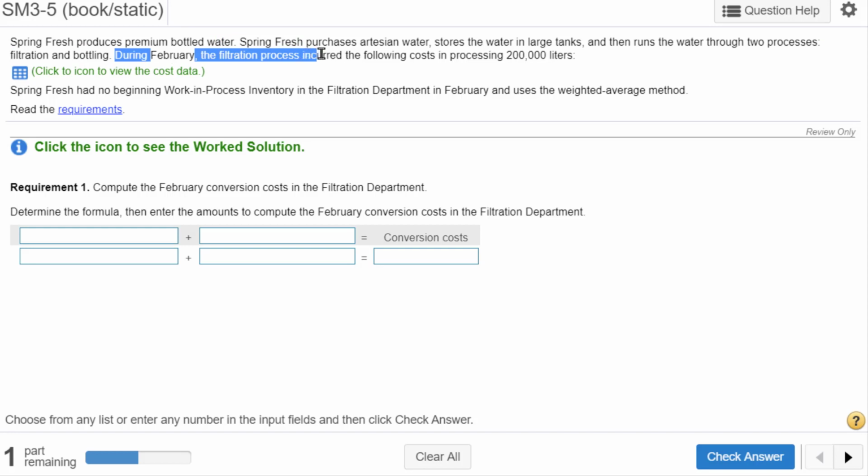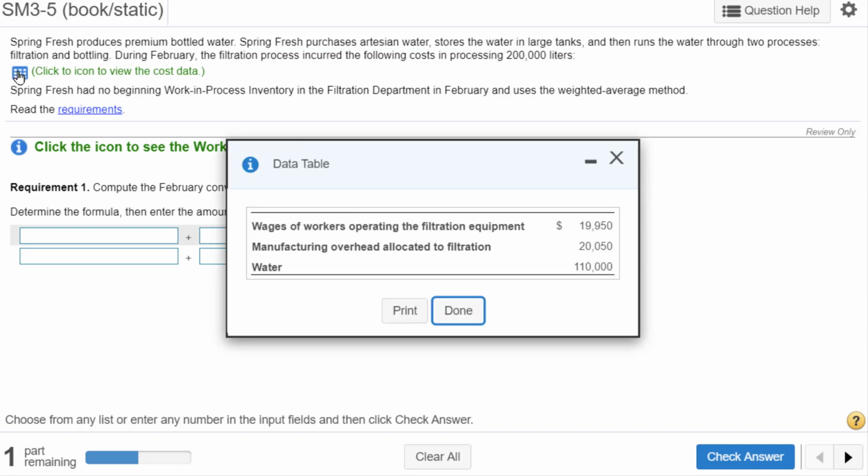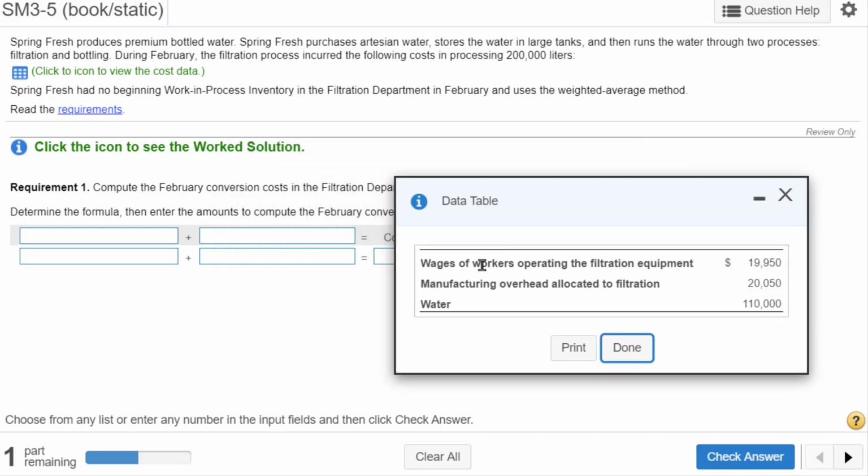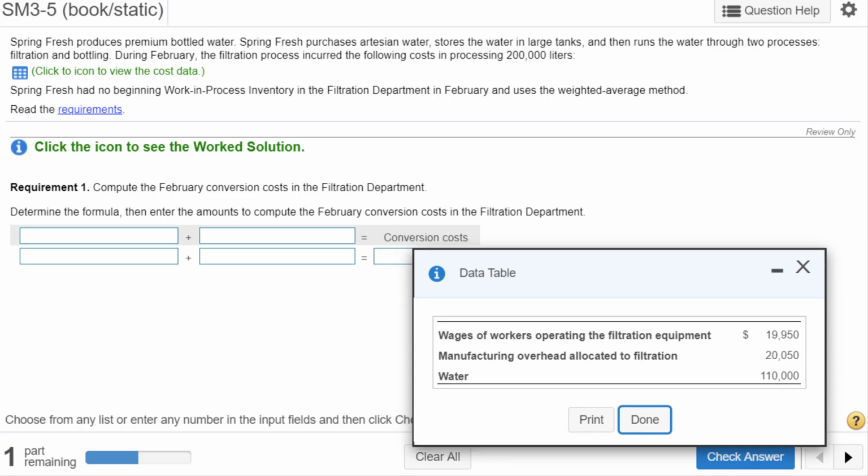During February, the filtration process incurred the following costs in processing 200,000 liters. So here are our costs. Wages of the workers operating the filtration equipment, $19,950. Manufacturing overhead allocated to the filtration process, $20,050, and the water is $110,000. Some examples of overhead for the filtration system would be depreciation on the filtration equipment and maintenance on the filtration equipment.